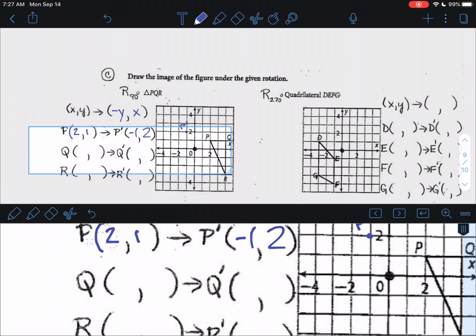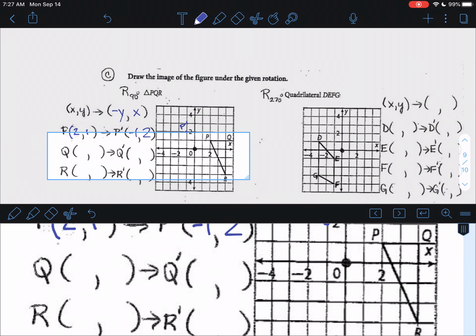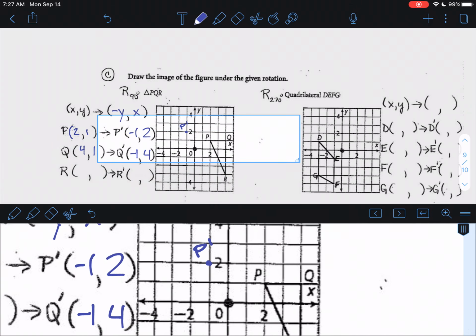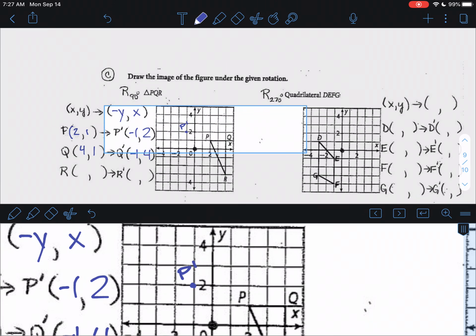From Q to Q prime, Q is at the point (4, 1). When I map this, the y value here is 1, which means the x value of Q prime is going to be negative 1. The x value of Q is 4, which means the y value of Q prime is 4. So negative 1, 4. Here is my Q prime.